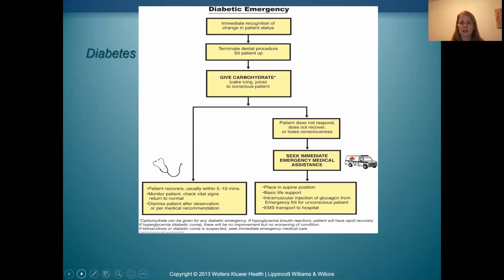If there's a diabetic emergency, you need to recognize the change in the patient. You need to stop the dental appointment, sit the patient up, and usually give them sugar: juice, icing, something that is quick sugar. If they don't respond or they lose consciousness, obviously we're calling EMS. Usually if you give sugar, they'll recover in just 5 or 10 minutes and you can monitor them. Most of the time you would not continue with the appointment. You would end the appointment at that point.